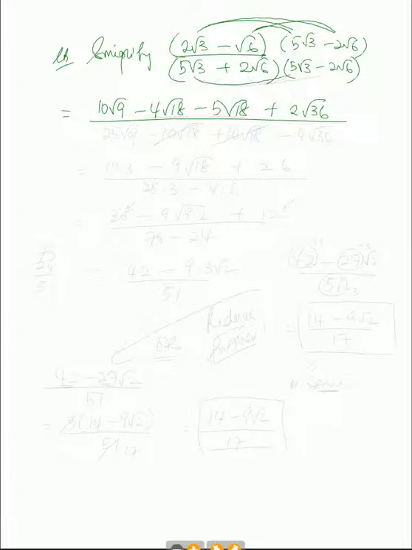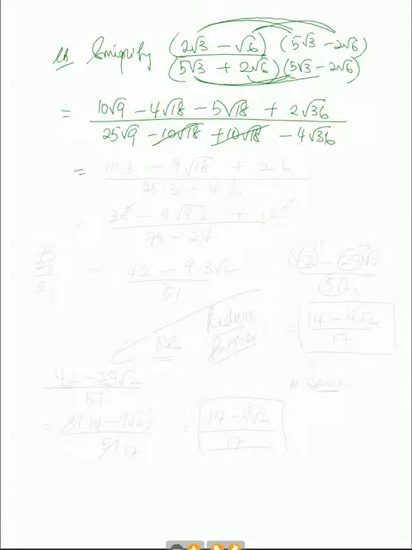5 radical 3 with 5 radical 3, that's 25 square root of 9. 5 radical 3 with minus 2 radical 6 is negative 10 square root 18. And the inside is plus square root 18 as we expected. They should cancel because they're conjugates. Okay, and then minus 2 times 2 is 4 and square root 36.